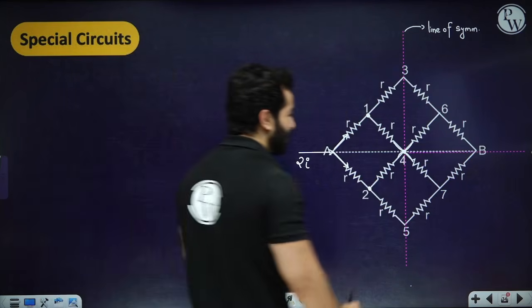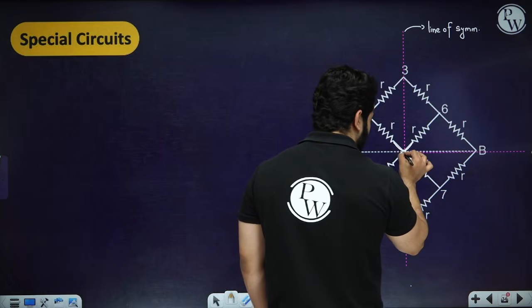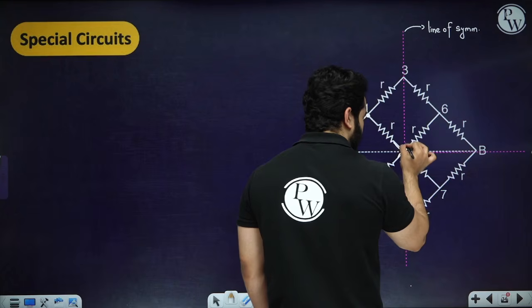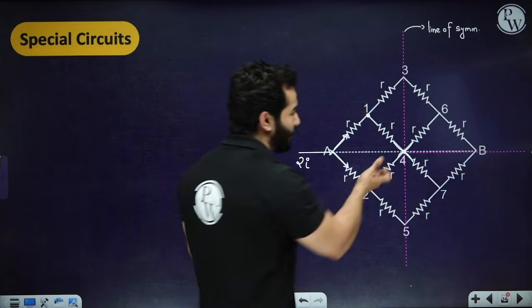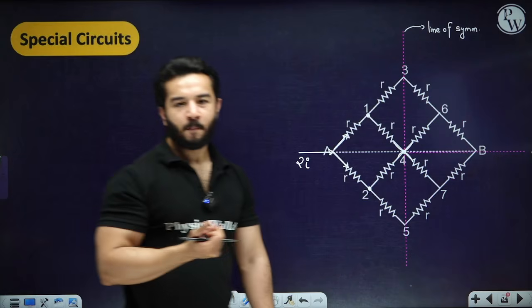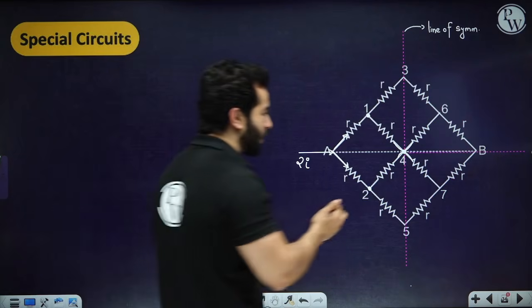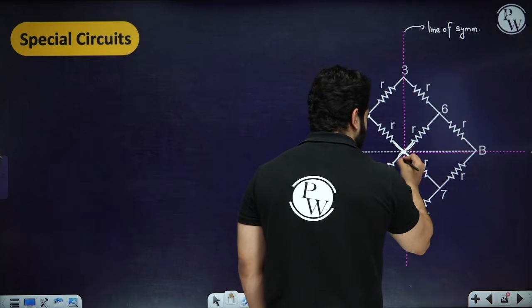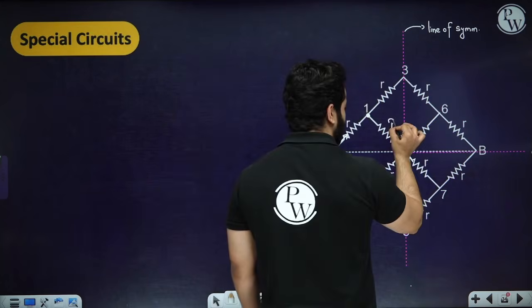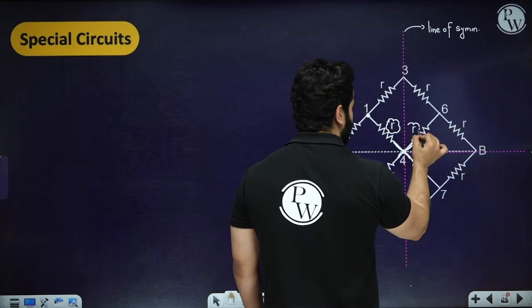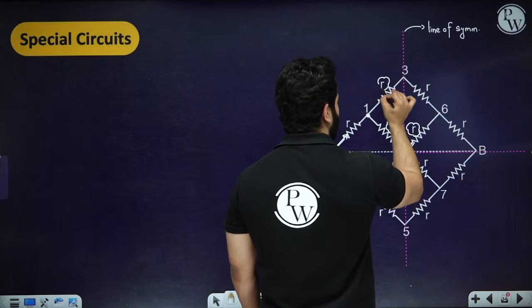Is that clear? When you reach this point, there will be no sense for current to move towards the upward direction. Why? Because they both are at the same potential. So the current will not move. So what you can do is you can actually break the circuit from this point. Now how will the circuit look? These two resistances will be in series. These two resistances will be in series.